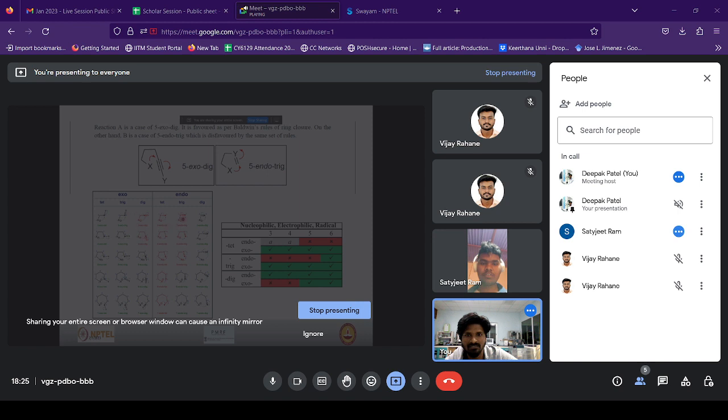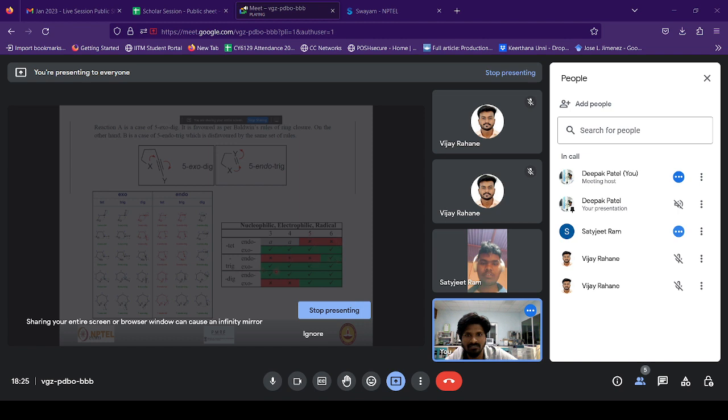You can see here this state, this is coming like this. There is too much strain in the system, so it's not favored. Similarly for trig endo, 3-membered not allowed, 4-membered not allowed, 5-membered not allowed. Only 6-membered is allowed in endo.